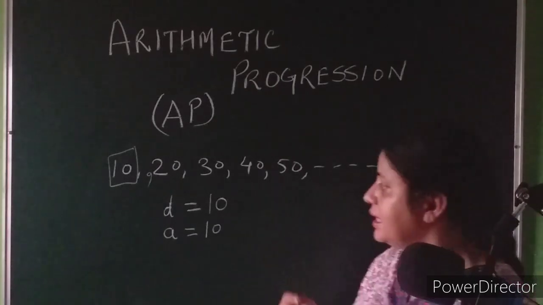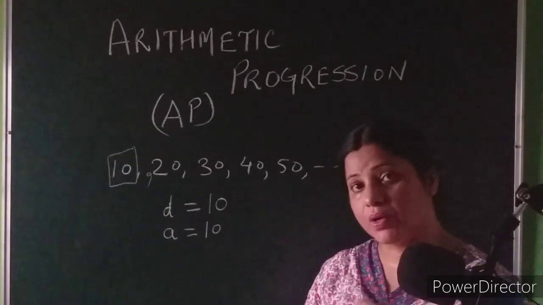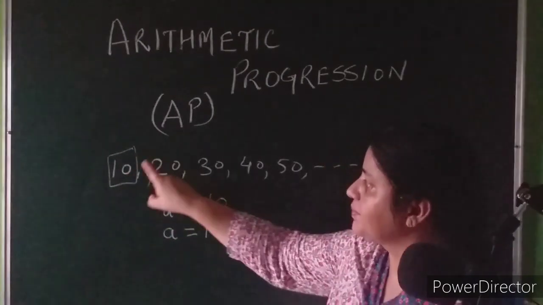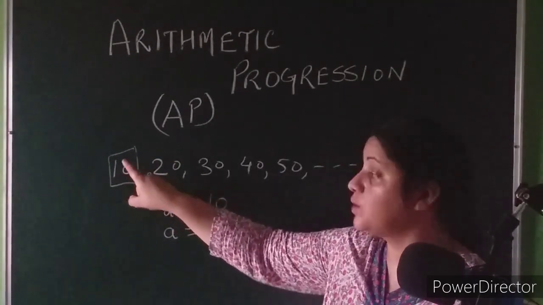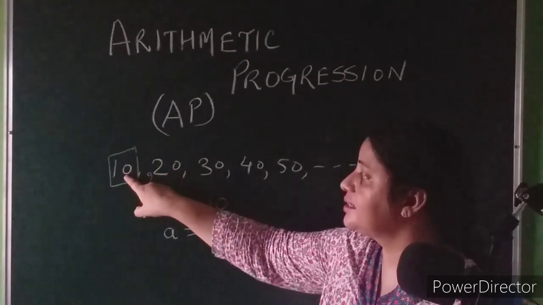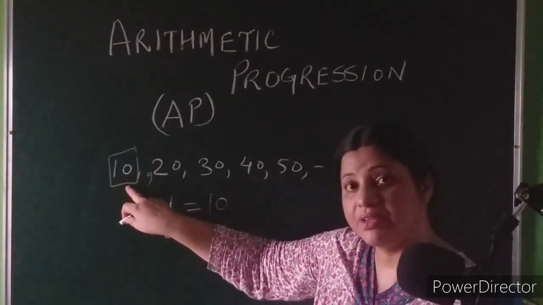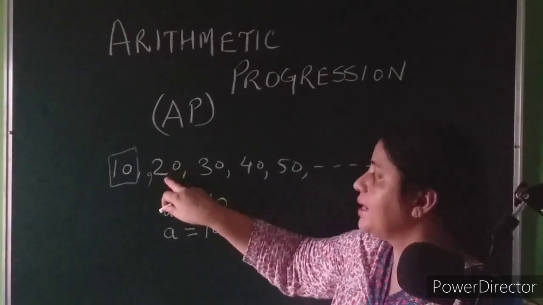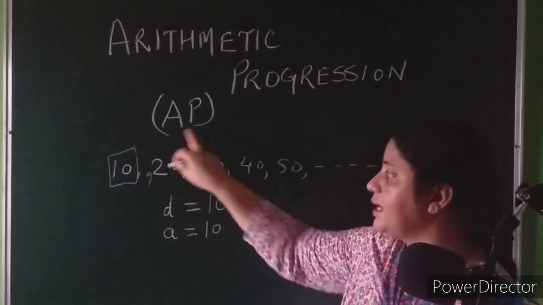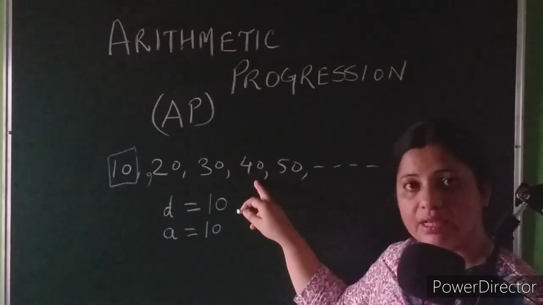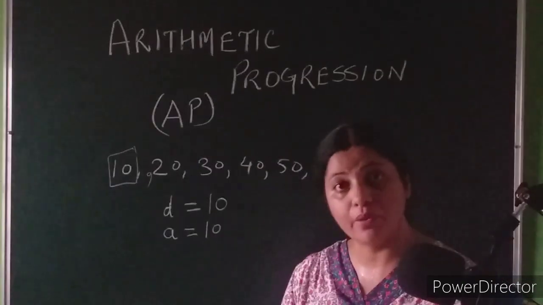Now let us see one very important pattern being followed here. Once the first term is known to us, how do I get the next term? I get the next term by adding 10 to the previous term. By adding 10 to the second term, I get the third term, 30. By adding 10 to 30, I get 40. This is the only meaning of having the common difference.